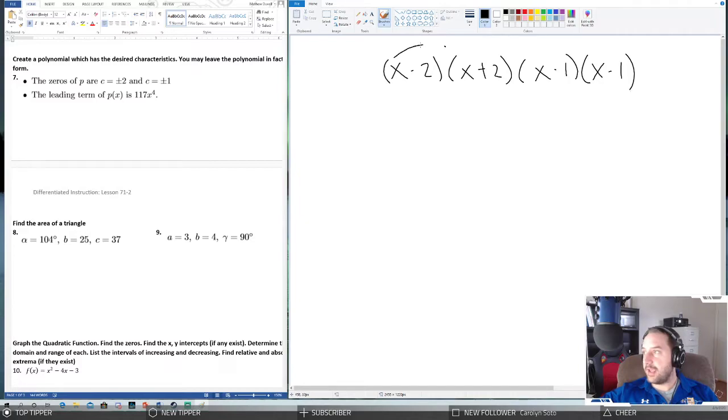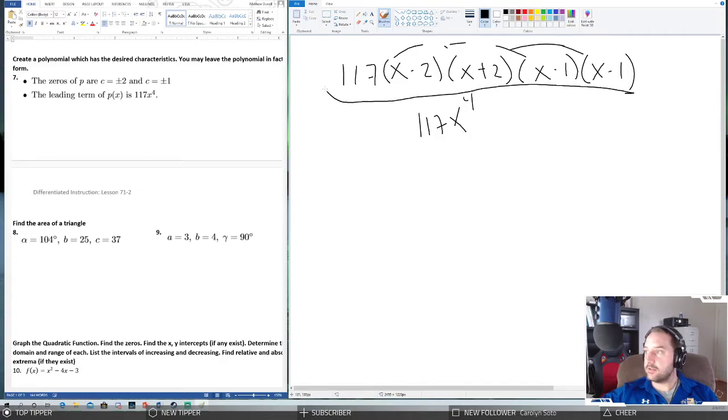Well, if I multiply x and x and x and x, you get x to the 4th. The second thing it says is it wants 117x to the 4th. So if I put 117 in front of that, that would put 117 in front of that. And so this would be my polynomial with those given characteristics.